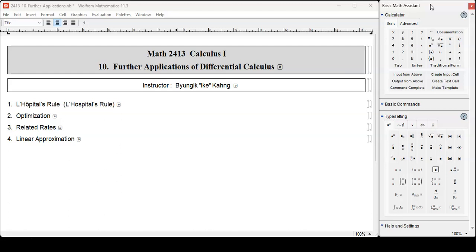We have one more topic to go, linear approximation. That's a review, and even though it is review, I don't think I have enough time to cover that. So let's stop here and let's meet again for section 4 in a separate video.